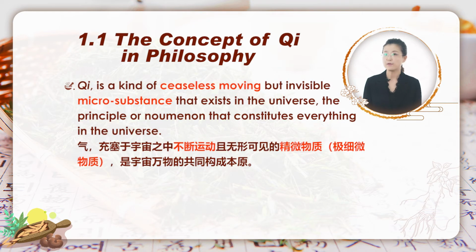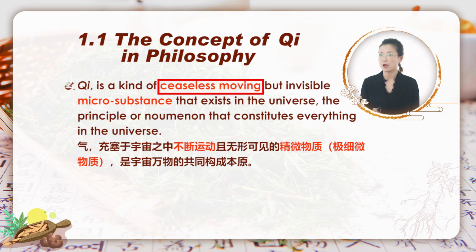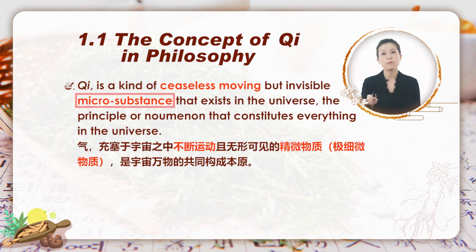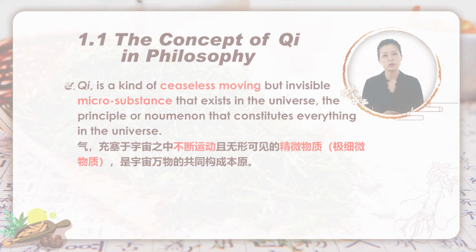Here, we need to emphasize the most important two properties of qi. Ceaseless moving, which indicates its functional property. Invisible microsubstance, which indicates its material nature. So, these two properties of qi should guide us to learn and to understand all qi-related knowledge.